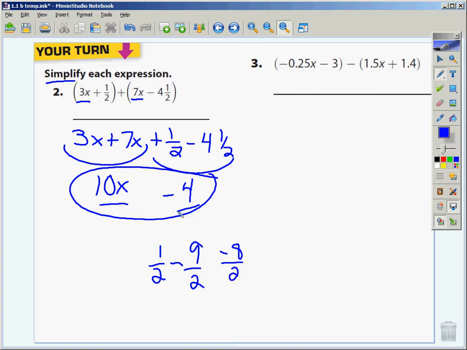The reason I can't put them together is 10 is being multiplied by x. This is subtraction. What would I have to do first in order of operations? Multiplication. Unless I know what x is, I can't do the subtraction, can I? Everybody get that? Everybody good with simplifying this one?